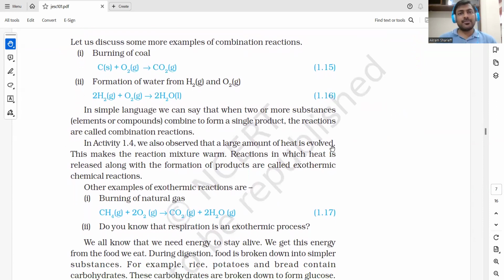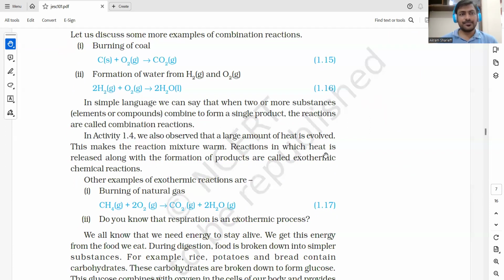Let us discuss some more examples of combination reactions. Burning of coal. C plus O2 gives CO2. So when you are burning coal, it is a combination reaction. Of course, a large amount of heat is evolved in this. So it is an exothermic reaction.